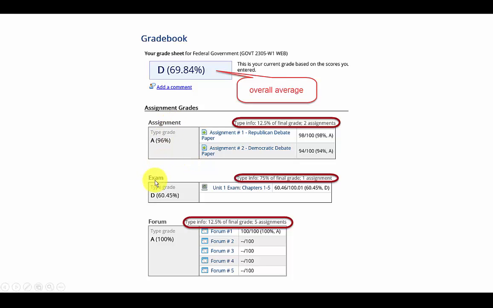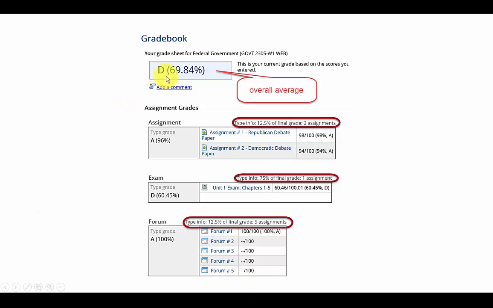You've got an assignment, an exam, and forums that this instructor used. On the assignments, they were going to count 12.5% of the final grade. And the student will see this. This is actually a student grade sheet. The exams were going to count 75% of the student's final grade, and the forum grades were going to count 12.5% of the student's grades.